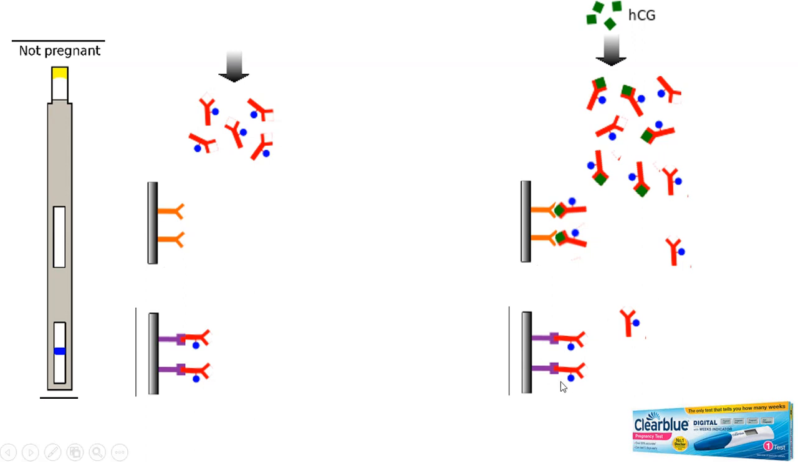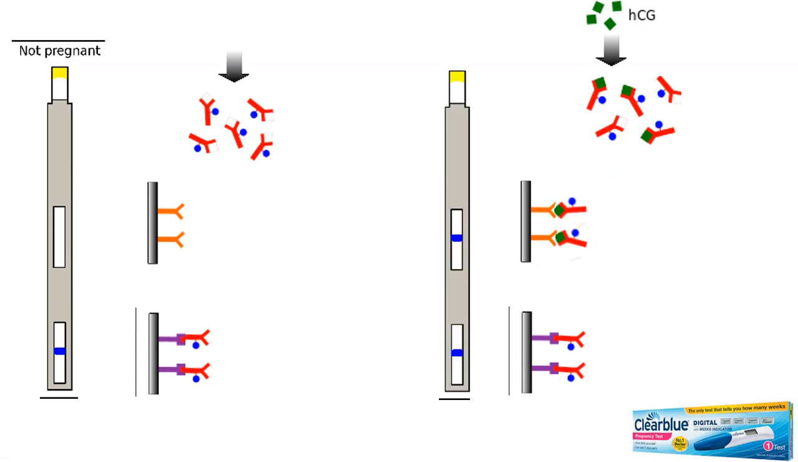bottom capture antibody. When all that happens, you should realize that the fact that this reaction is taking place means you get a blue signal. So that's how a pregnancy test works. So in this case, the individual is pregnant.